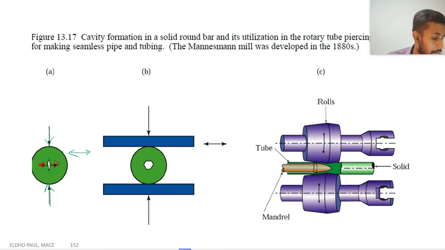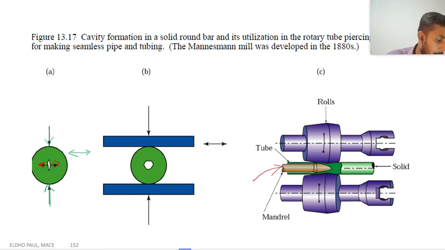Okay, so we can use such type of mandrel. This is called a mandrel. By means of using this mandrel, we can increase the size of the hole and we can make a cavity at the center, and this leads to the creation of a hollow pipe.